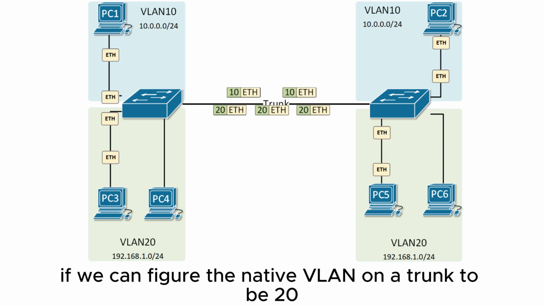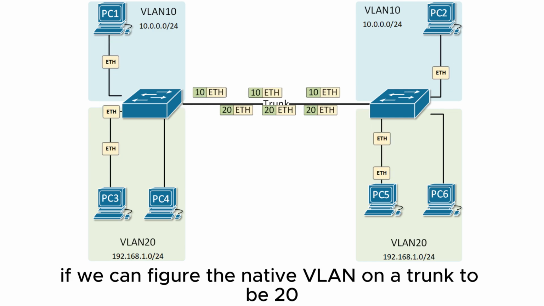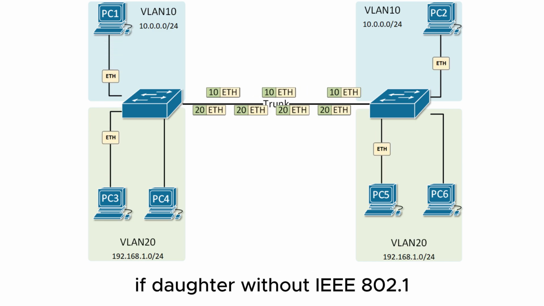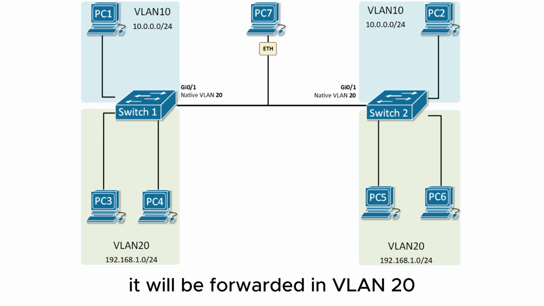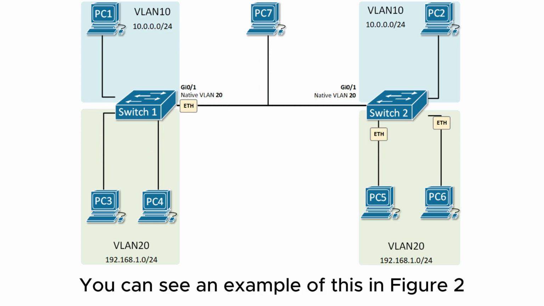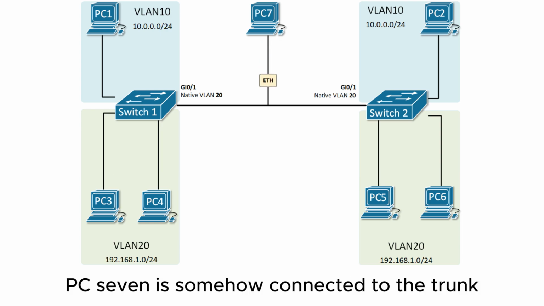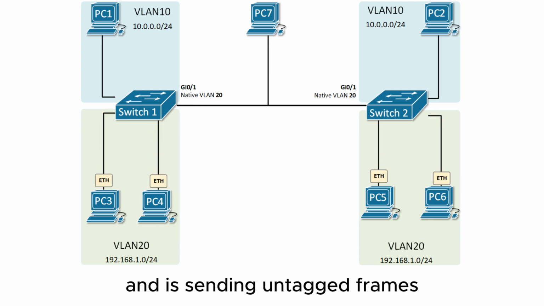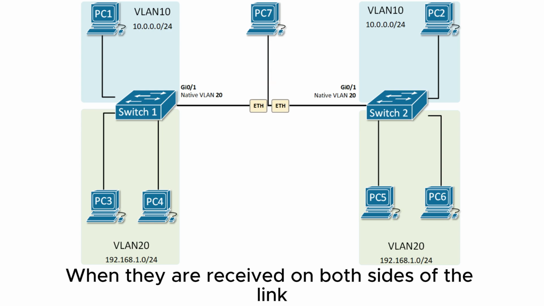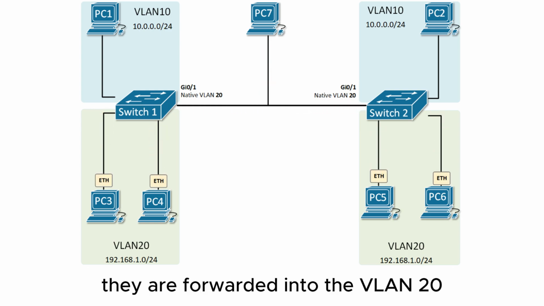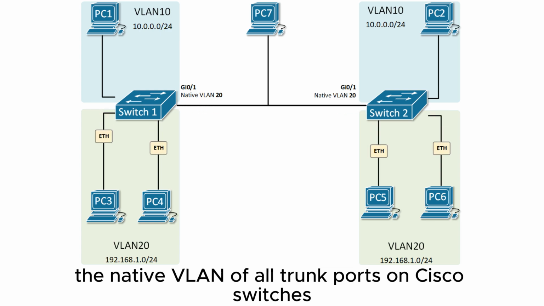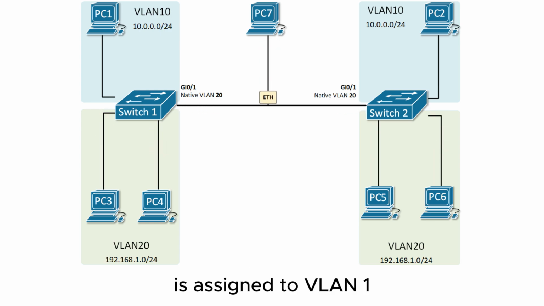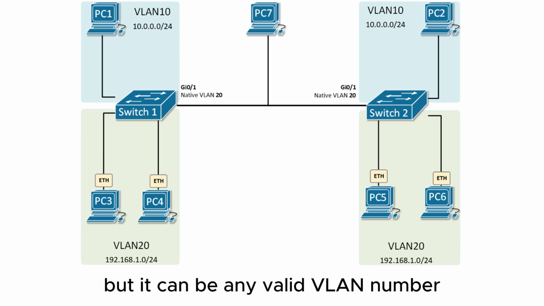For example, if we configure the native VLAN on a trunk to be 20, if data without IEEE 802.1q header comes in that port, it will be forwarded in VLAN 20. You can see an example of this in Figure 2. PC7 is somehow connected to the trunk and is sending untagged frames. When they are received on both sides of the link, they are forwarded into VLAN 20, the native VLAN. By default, the native VLAN of all trunk ports on Cisco switches is assigned to VLAN 1, but it can be any valid VLAN number.